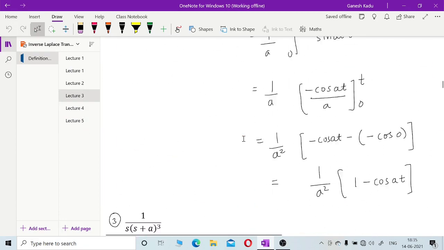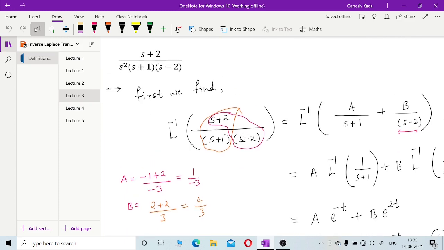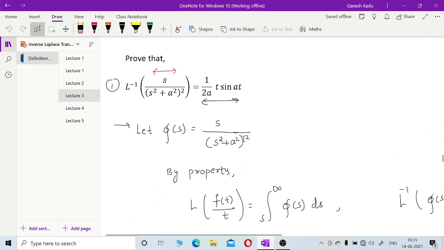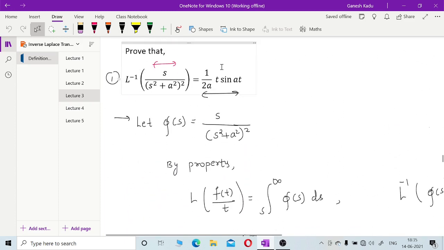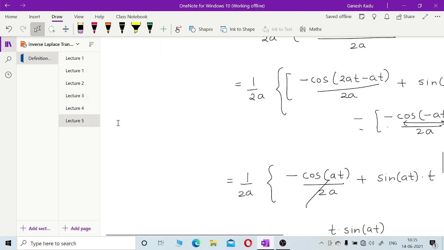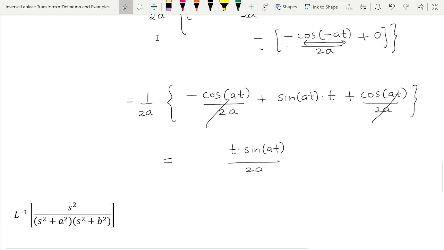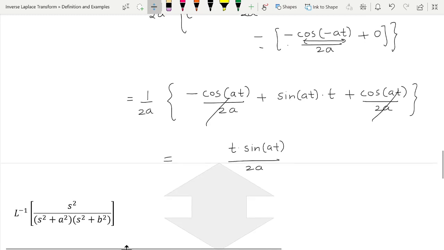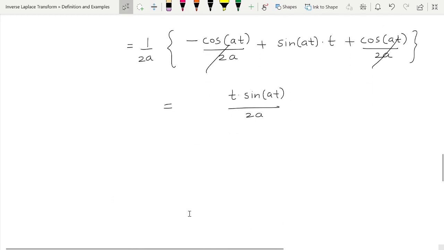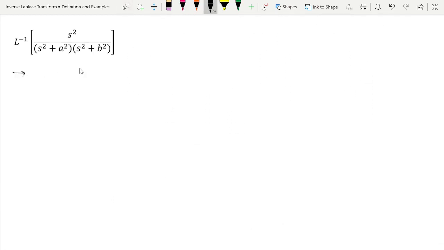Yeah, here maybe. Yeah, this is that. We have already proved that this L inverse of s upon (s square plus a square) whole square is 1 upon twice a, t sine of at, and the same thing we have done over here in this example as well. Only the thing is we have used a different method to find it. Now let us see this example.